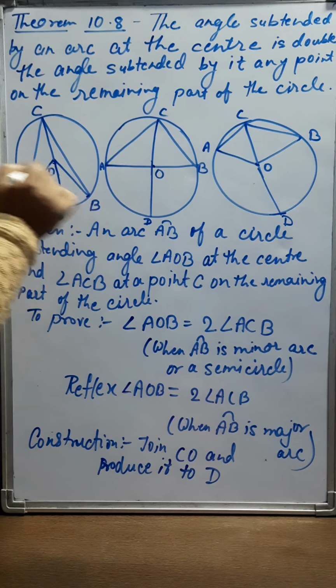So to prove is written: angle AOB is equal to twice ACB when AB is the minor arc or AB is semicircular arc, and reflex of AOB, this angle, will be twice of ACB. Reflex of angle AOB is equal to twice of ACB when AB is the major arc. So for that a construction is required. We will join CO and produce it to D in all the three cases. Now you see the proof.